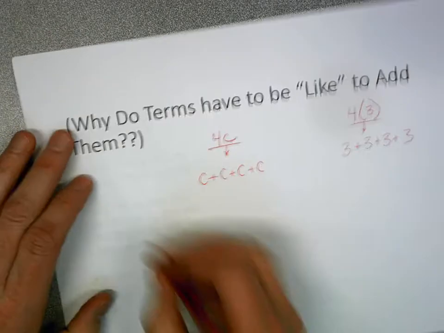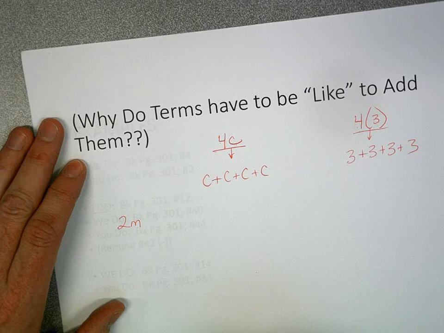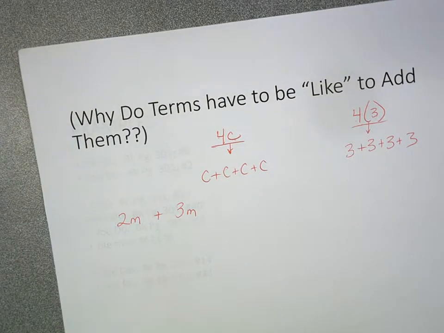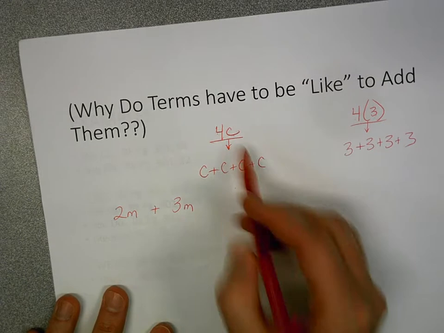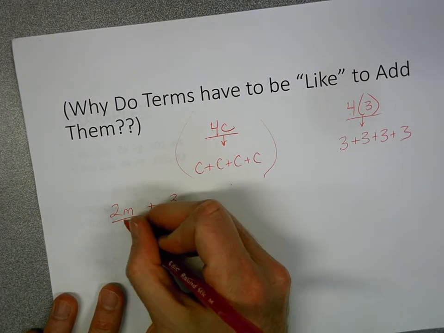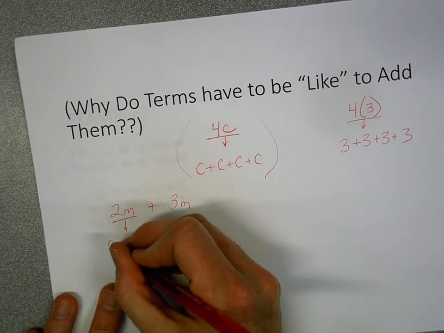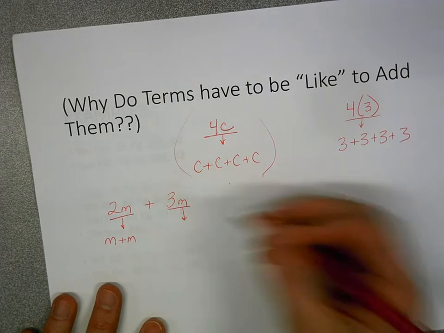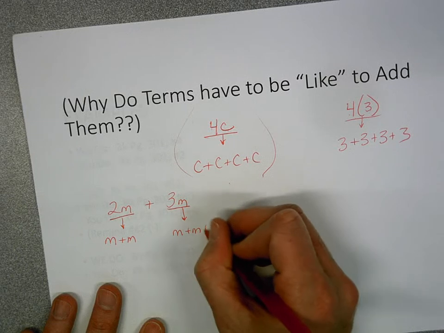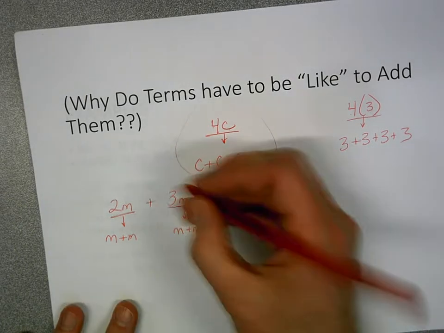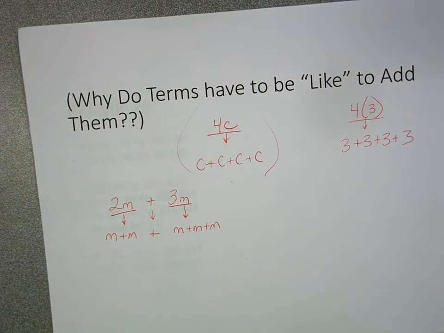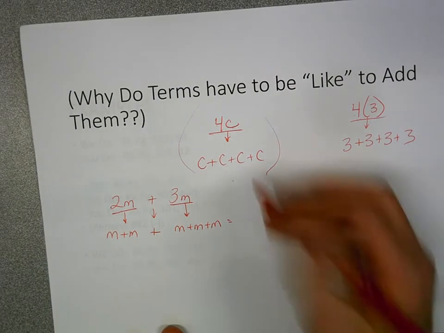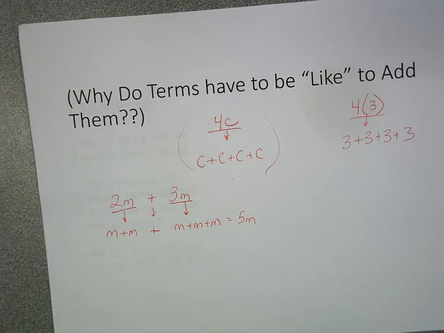Now I'm going to take it a little further. What if we have 2m plus 3m? Well, let's expand it like this right here. 2m would be m plus m. 3m is m plus m plus m. I'll just bring this addition sign down. Now, let's simplify this. What is this, guys? 5m. 5m.